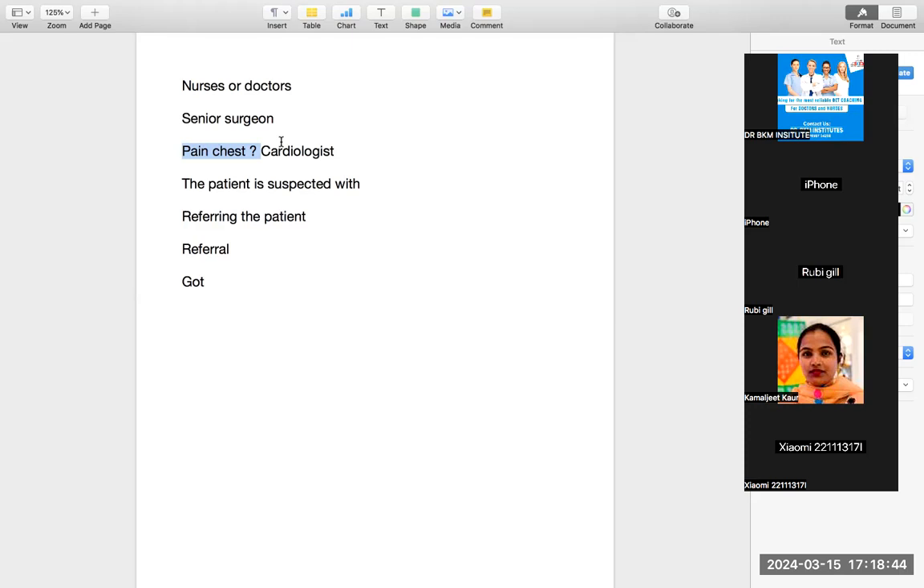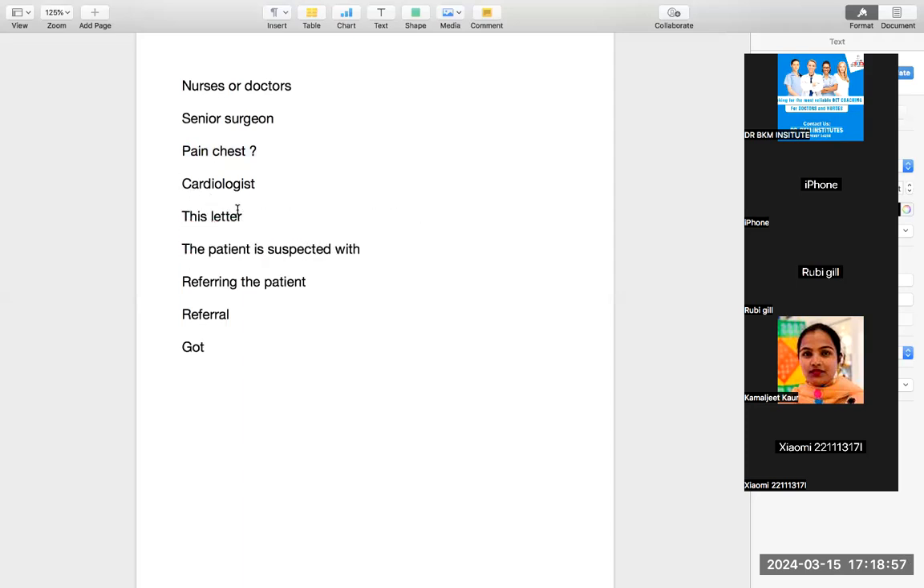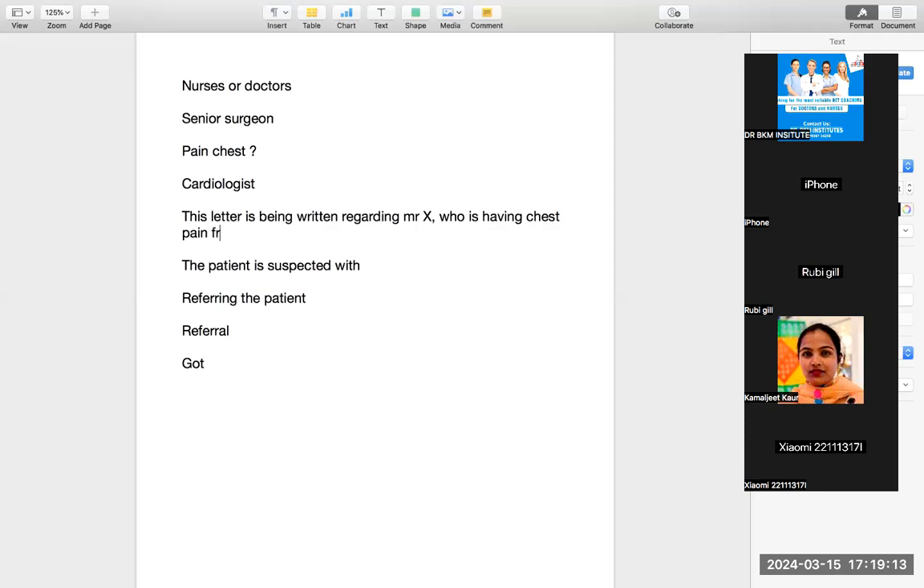You told the patient you are writing a referral letter to the cardiologist that this patient is not getting better, sir. So we are sending him to you. If I have to write this letter, I will say this. Okay, I will write the complete first paragraph. This letter is being written regarding Mr. X, who is having chest pain. Suppose he is having chest pain from 2 weeks.